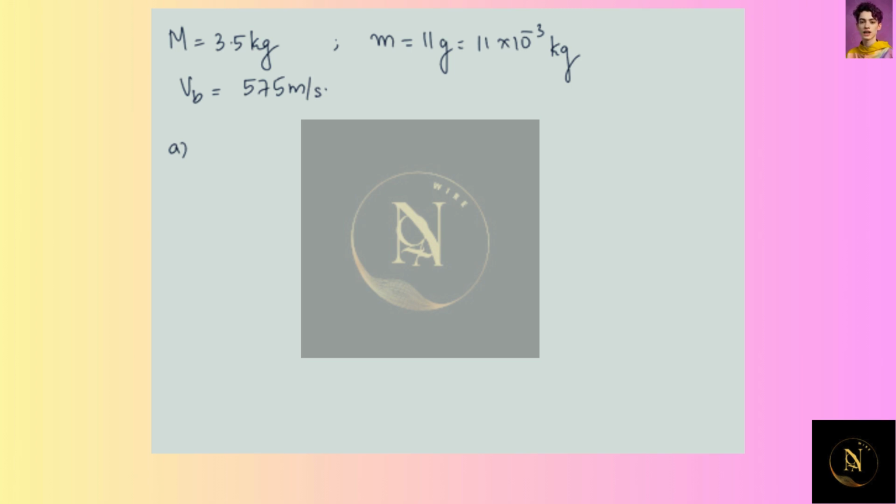Let's apply the conservation of momentum principle here. Since the initial velocity of the rifle is 0, we can take the initial momentum as 0, which will be equal to MVr plus mVb, where Vr is the velocity of the rifle. On solving this, MVr is equal to minus mVb, so the velocity of the rifle is equal to minus m into Vb divided by M.